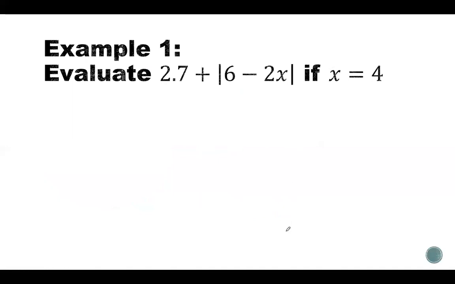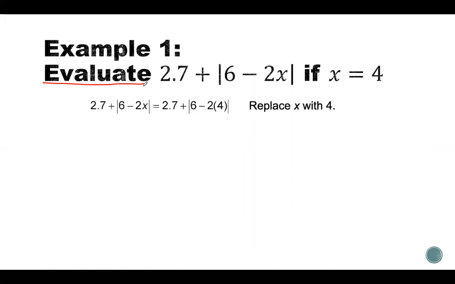So next we have example 1. We're going to evaluate 2.7 plus the absolute value of 6 minus 2x if x is 4. So we're going to take a look at the word evaluate. That tells me I'm not solving, I just want to know simply what do I get out of this if I plug in 4. So to do this, we're just going to substitute 4 in for every x that we see. So we're going to substitute in 4, and we're going to do 2 times 4 to get 8.